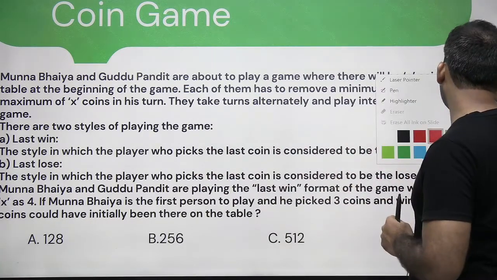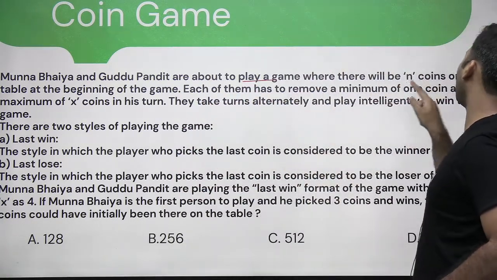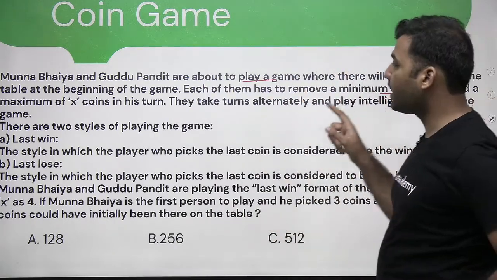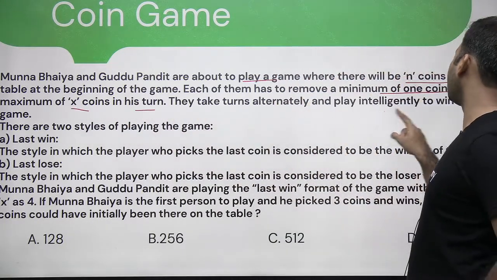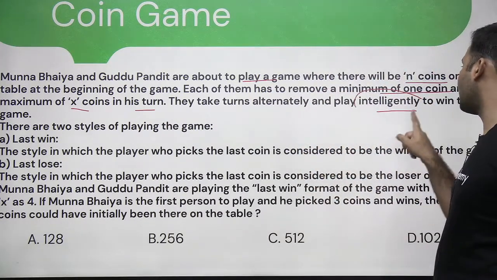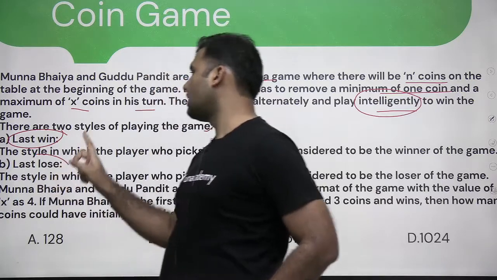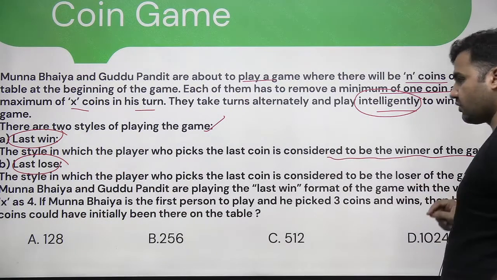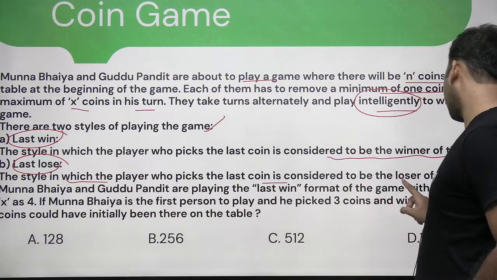Let's read the statement of the question here. Munna Bhaiya and Gudu Pandit are about to play a game where there will be n coins on the table at the beginning of the game. Each of them has to remove a minimum of 1 coin and a maximum of x coins in his turn. They take turns alternately and play intelligently to win the game. The point is very important here that both of them are playing this game intelligently. There are 2 styles of playing the game: last win or last loss. Last win means the style in which the player who picked the last coin is considered to be the winner of the game. Last loss means the style in which the player who picks the last coin is considered to be the loser of the game.